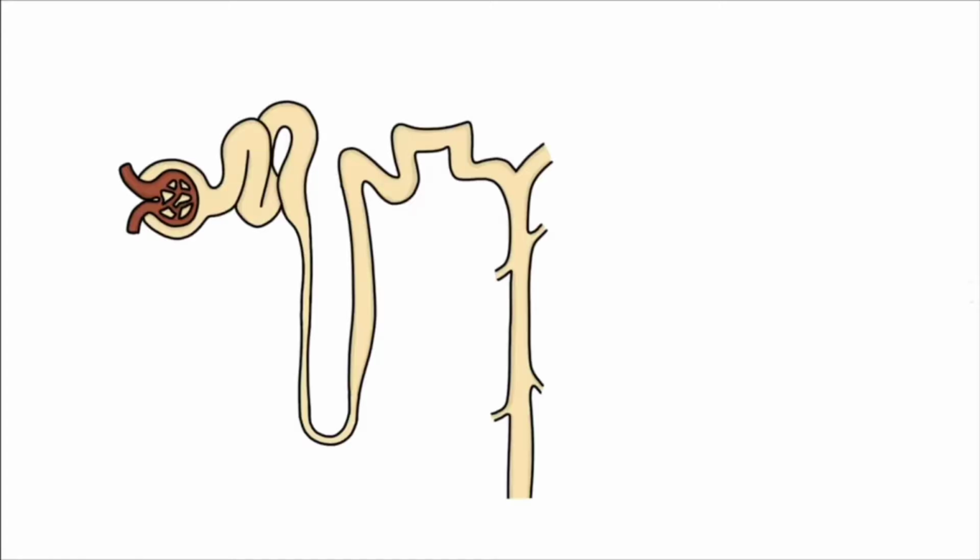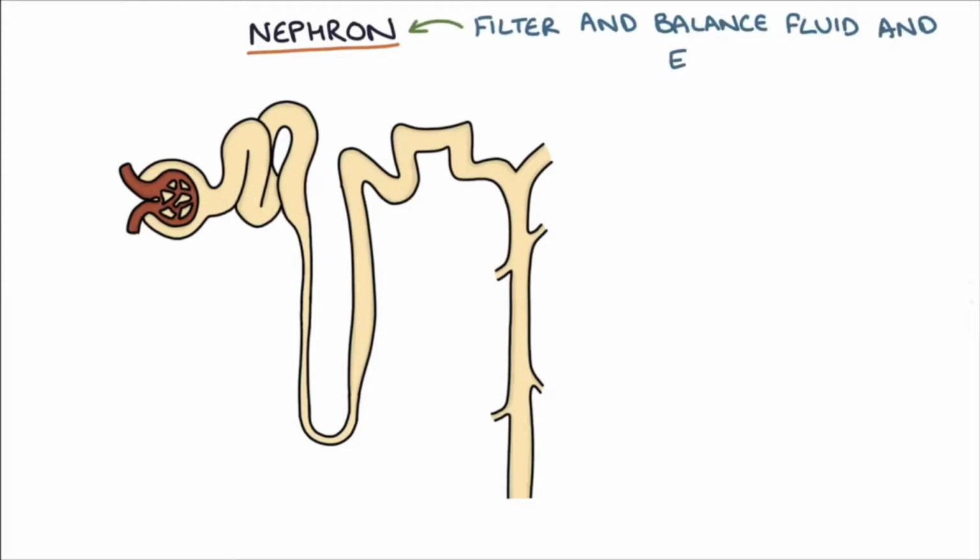So let's go through the mechanism of action. Firstly, in order to understand how loop diuretics work, we need to have a basic understanding of some of the functions of the kidney. So to briefly go through those, the kidney is made up of about 1 million tiny tubes called nephrons, and these nephrons are responsible for filtering and balancing fluid and electrolytes between the blood and the urine.